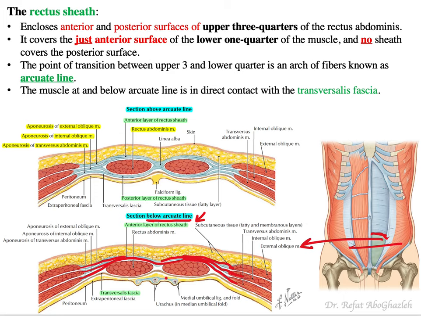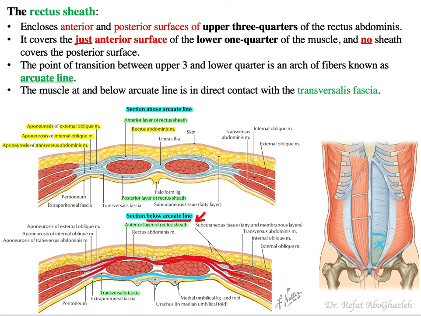Which, I would say, makes it weaker. So nothing behind the muscle. When you remove this muscle, you will find nothing. There is no aponeurosis. Below the arcuate line, there is no aponeurosis behind the muscle. Where is the aponeurosis? No aponeurosis. You just have transversalis fascia.